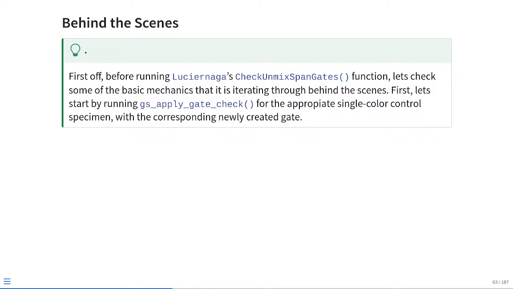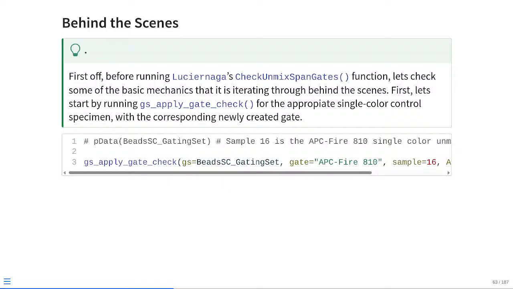So, when we're going to actually go ahead and check to make sure these signatures are correct, we're basically running one new function from Luciernaga, which is the check unmixed span gates function. Let's go ahead and see how this works in terms of the basic mechanics before we just have it iterate through all the different ones. So basically, this is a modified version of the GS apply gate check that we've encountered in flowGate last time. But in this case, it's just designating out the correct single color control specimen, as well as telling the equivalent gate that's being used to check at that same point in time.